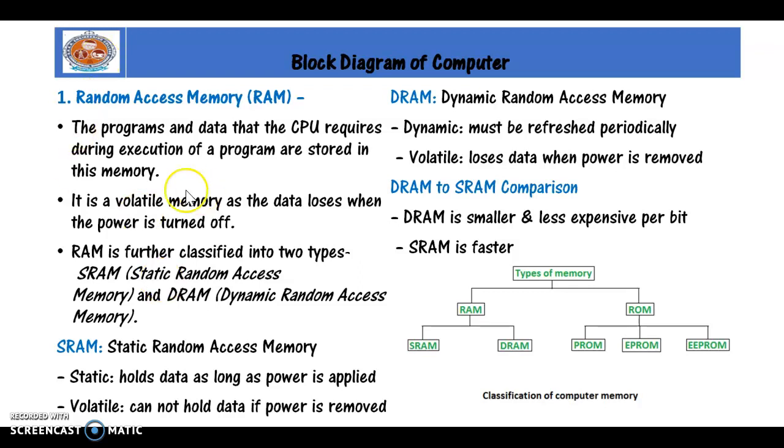Here also, the data held in static random access memory will not change, while dynamic random access memory will refresh periodically. Coming to the comparison, SRAMs work much faster compared to DRAMs, but DRAMs are less expensive. So this is a T diagram for primary memory, showing how it is divided.